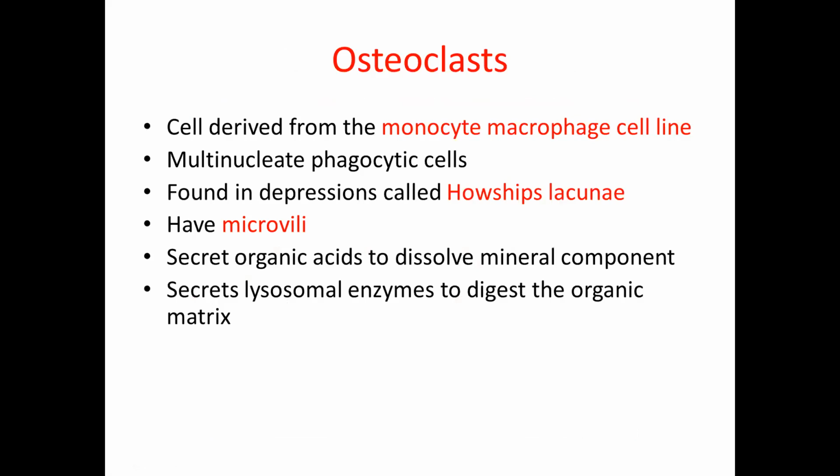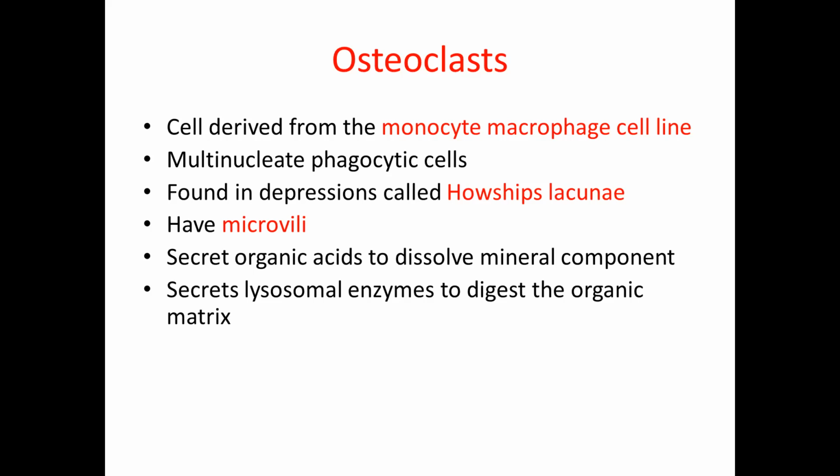Now let us talk about osteoclasts. These cells are said to be derived from the monocyte macrophage cell line. Because of that, they are multinucleate and phagocytic. That means they have several nuclei in their cytoplasm and they have the ability to engulf different particles and digest them. That is what we call phagocytic. They are found in depressions in the bone, which we call Howship's lacunae.